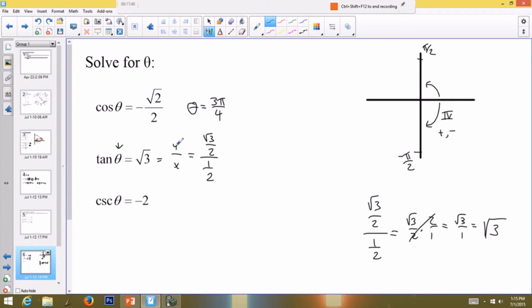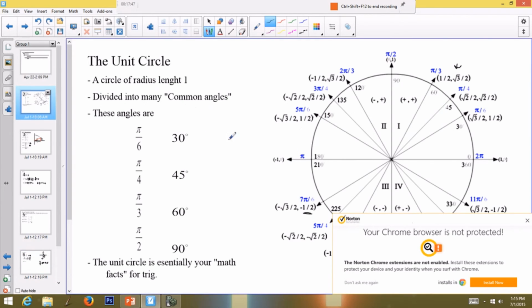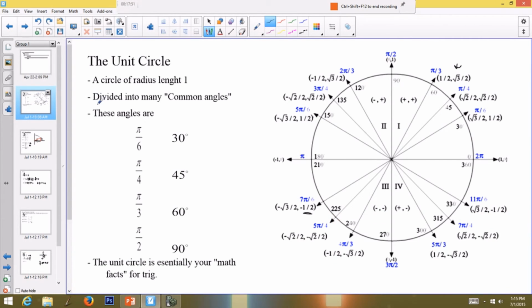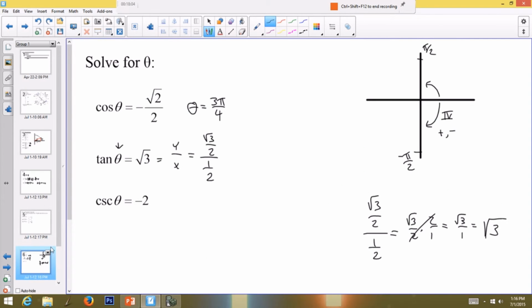So I am looking for a y value of square root of 3 over 2 and an x value of 1/2. Let's close this. Let's close that. I am looking for this angle. There's my y, square root of 3 over 2, and half for my x value. So my theta is pi over 3. So the solution to this one, theta equals pi over 3.